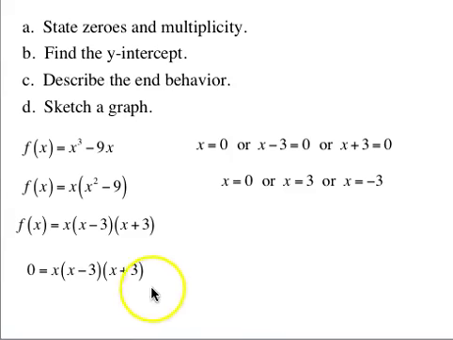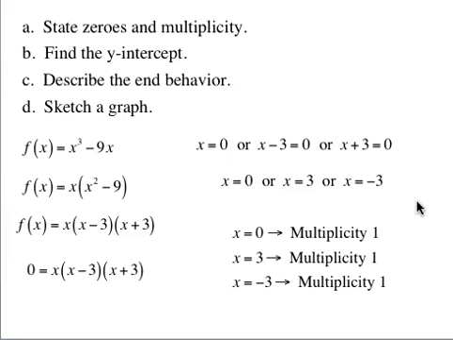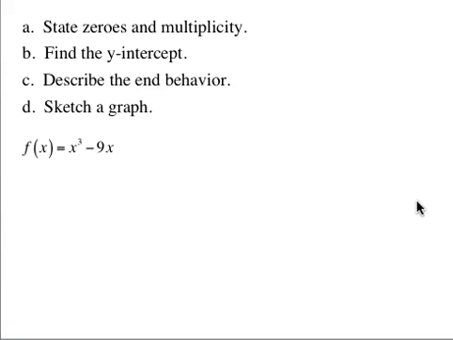So notice all of those have multiplicity 1. This is to the first power, this is to the first power, this is to the first power. So x equals 0 has multiplicity 1, x equals 3 has multiplicity 1, x equals negative 3 has multiplicity 1. And that tells us what's going to happen when we're graphing the function. It's going to pierce the x-axis. It's not going to bounce or flatten out. It's going to pierce.